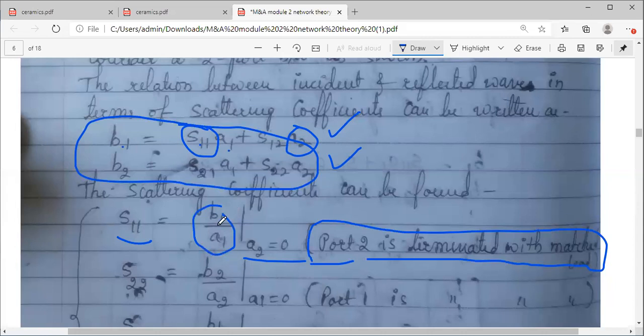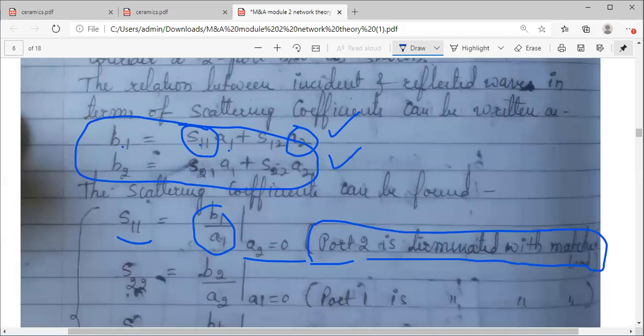Try to find out. B is your reflection, that is a reflected wave, and A is your incident wave, right? A's are all incident waves, B's are all reflected waves. So if you take the ratio of reflected wave by incident wave, what do we get? Can anybody tell me? We have already studied this in module 1. What do we call this ratio?